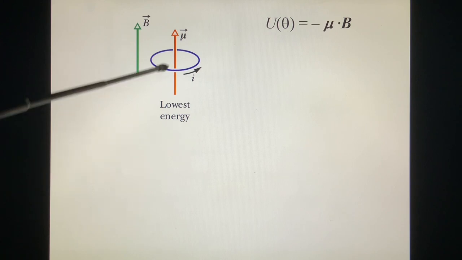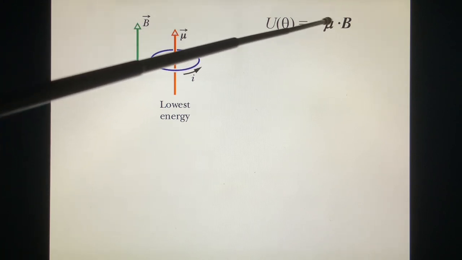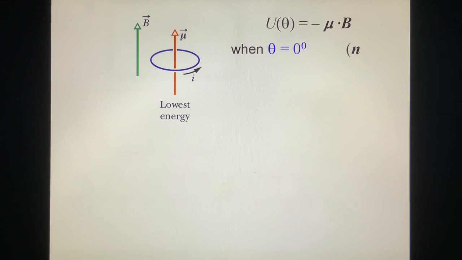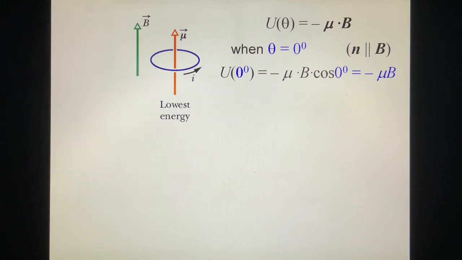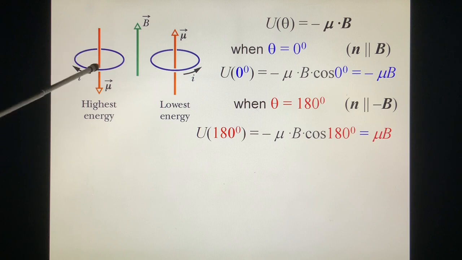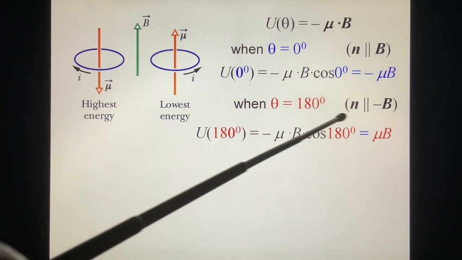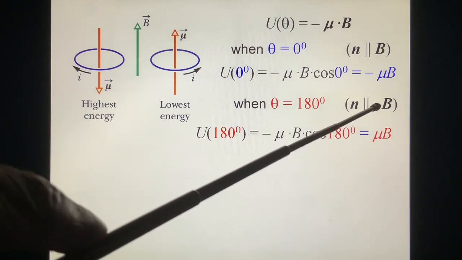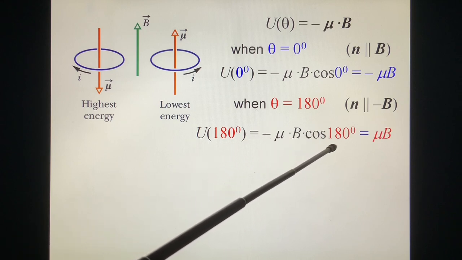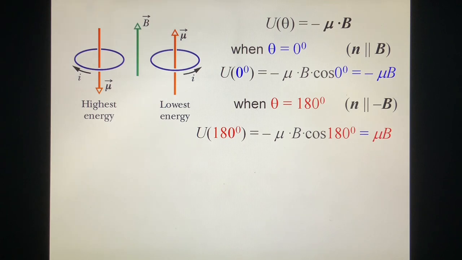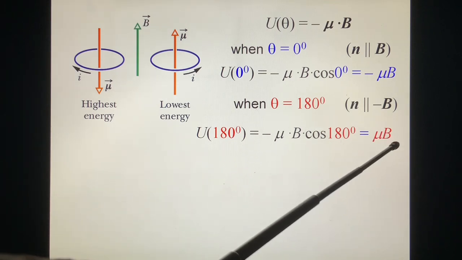Now, when this mu is parallel to the B, the dot product is maximum, so you have minus, the lowest energy. From the energy conservation point of view, it's more stable. In this case, the potential energy of the magnetic dipole is the lowest. This is minus, that's biggest. And when mu is parallel to B but in the opposite direction, the potential is minus mu B cosine 180. Cosine 180 is minus 1, minus 1 minus 1 is positive. It's the largest.